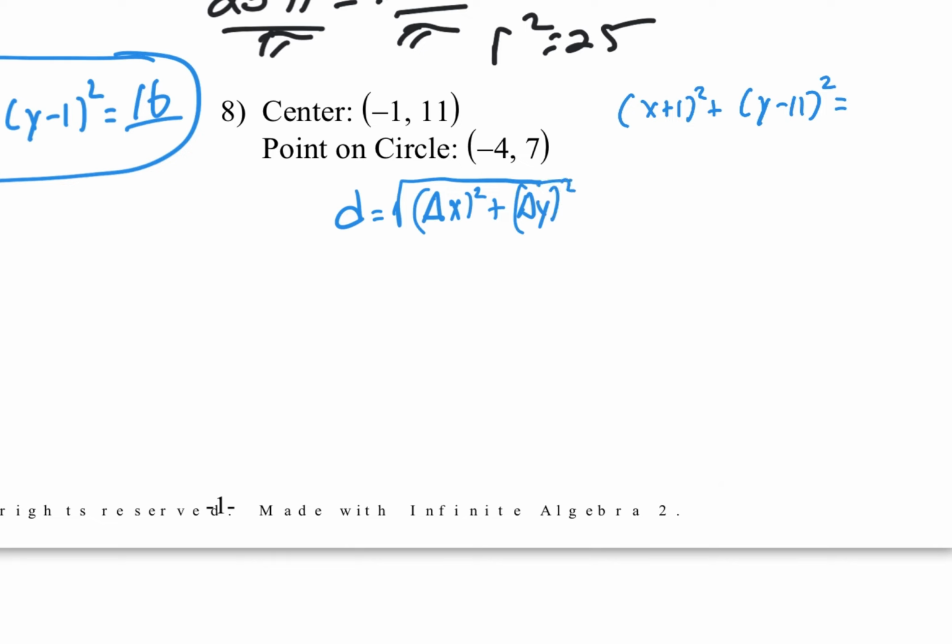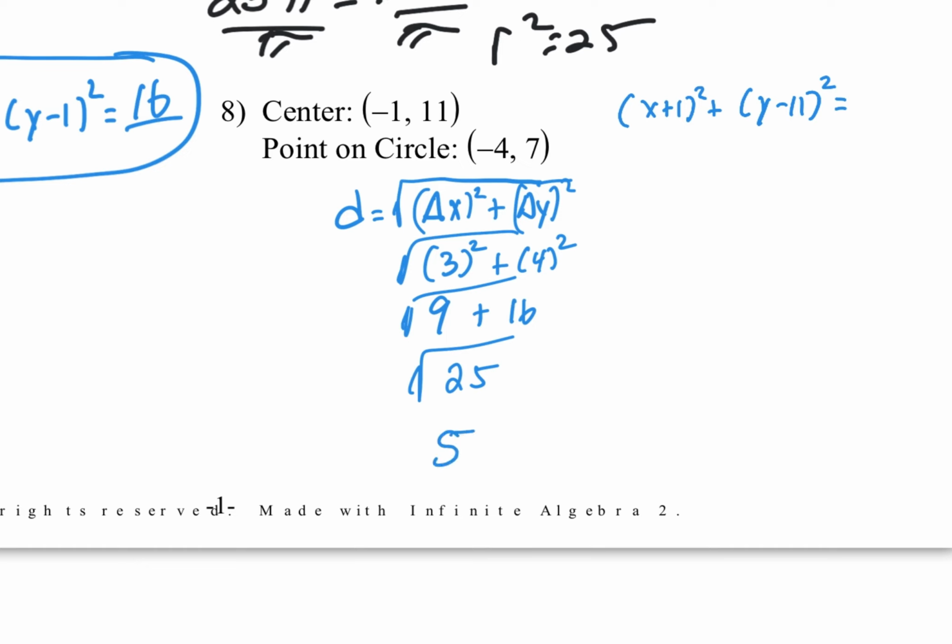So our x goes from -1 to -4. How much is it changing? 3. So that's 3 squared. If you want to put -3 squared, that's fine. It's still 9. The y value is going from 11 to 7, so it's changing by 4. Good job. 4 squared is 16. 9 plus 16 is 25. Square root of 25 is? So our radius for this is equal to 5.